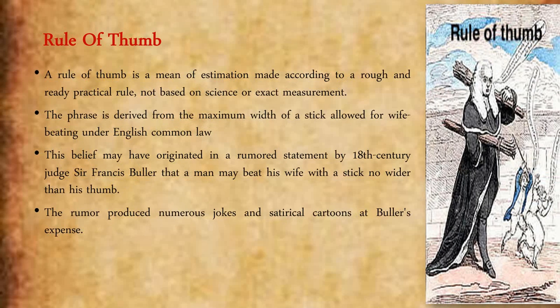How did we get the rule of thumb? The phrase is derived from the maximum width of a stick allowed for wife beating under English common law. This belief may have originated in a rumored statement by the 18th century judge Sir Francis Buller that a man may beat his wife with a stick no wider than his thumb. The rumor produced numerous jokes and satirical cartoons at Buller's expense. I don't know whether this is true or not, but till now this law is practiced.